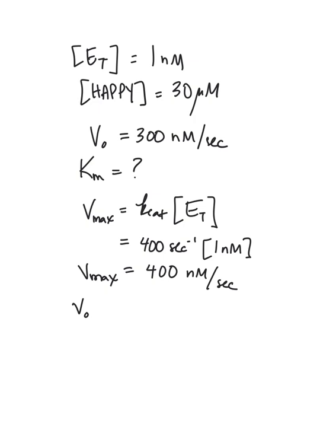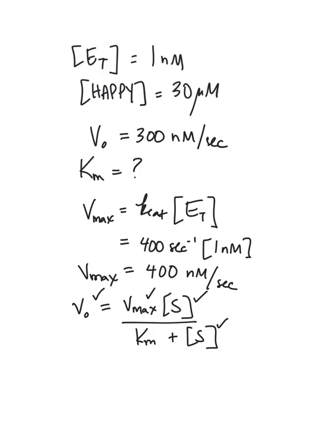So your Michaelis Menten equation is initial velocity equals Vmax times substrate concentration over Km plus substrate concentration. From here, I'm going to be plugging in all the numbers we know, and we're solving for Km. So it's pretty straightforwardly plug and chug. The only thing you have to be careful about is to make sure that all your units match. Right now they don't. We have our substrate concentration in micromolar, but our velocities are in nanomolar.